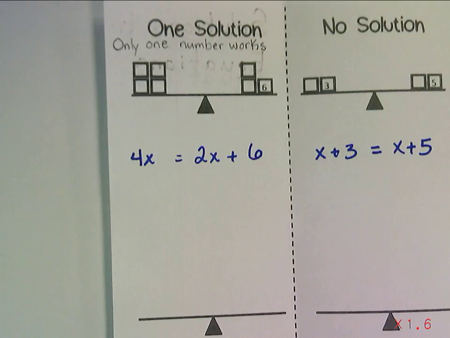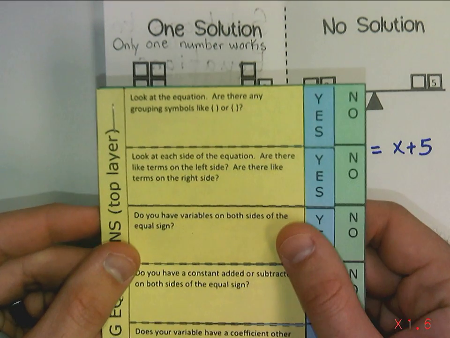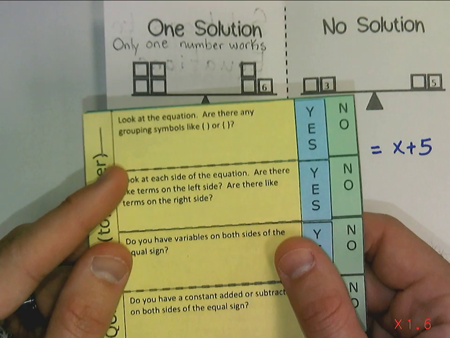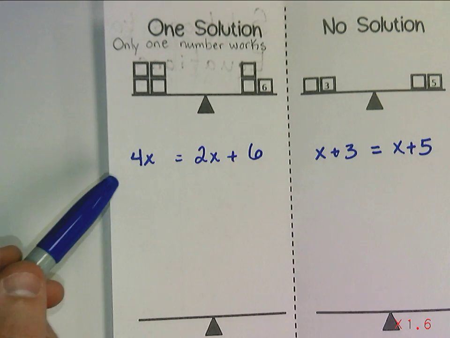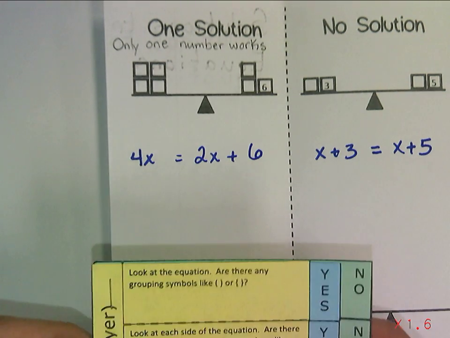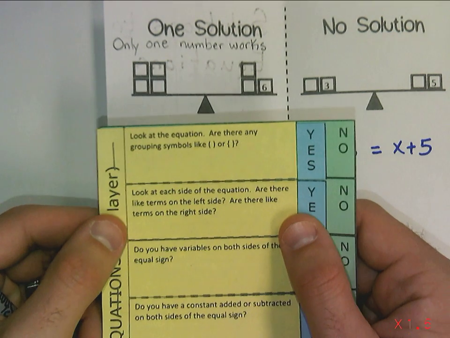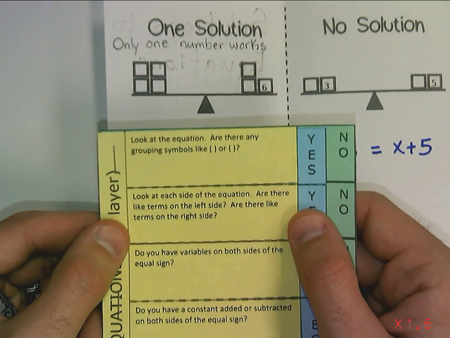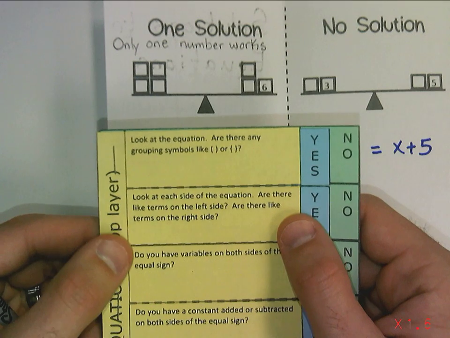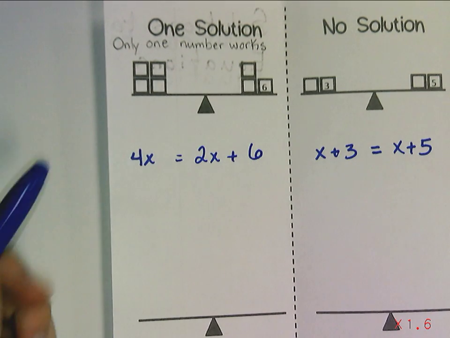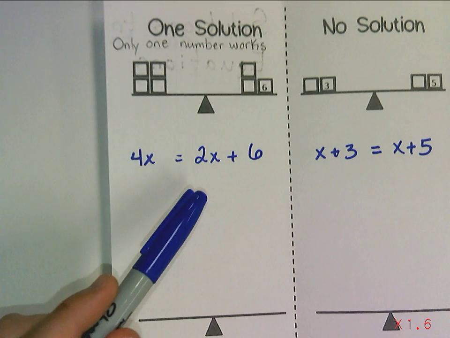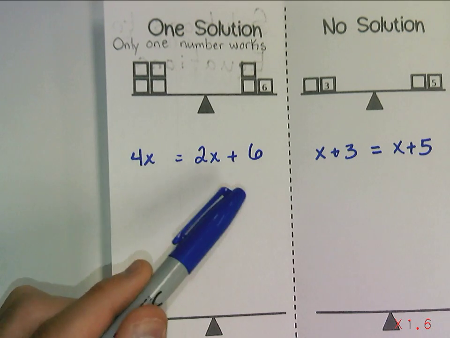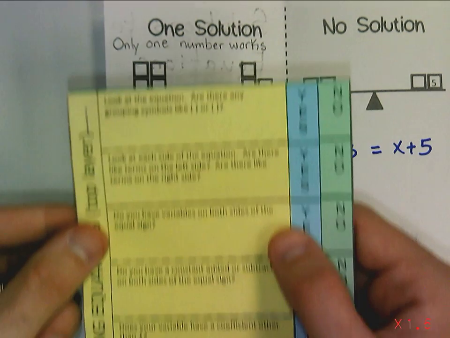So let's look at this equation we have here. We have 4x equals 2x plus 6. So let's look at our foldable, because that will help us out again here. So look at the equation. Are there any grouping symbols? No. We don't have any grouping symbols like parentheses or curly brackets, so that means move to the next step. Look at each side of the equation. Are there like terms on the left side? Are there like terms on the right side? The answer to this one is no as well, because we don't have like terms on both sides that need to be combined. So we move down.